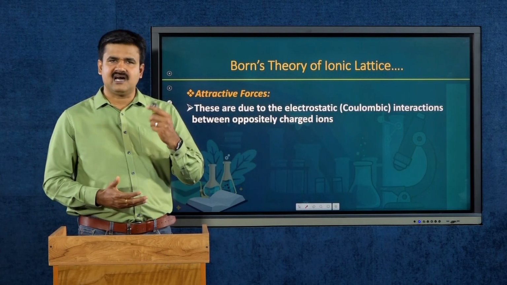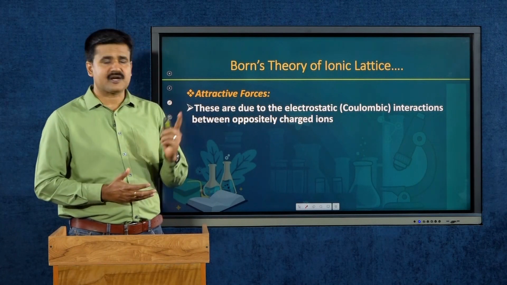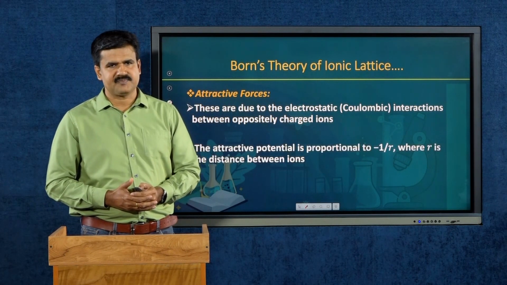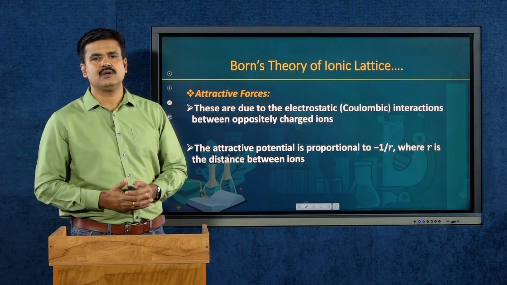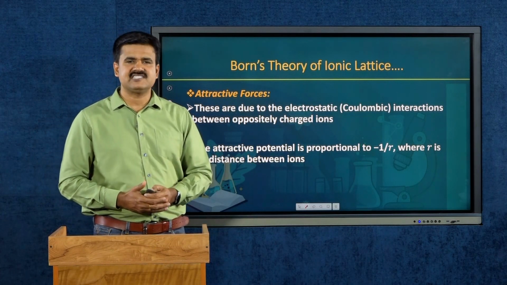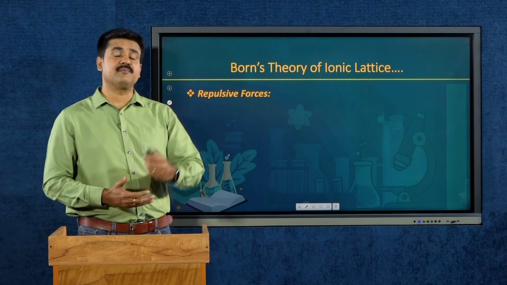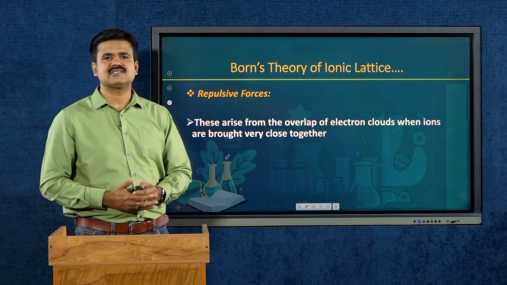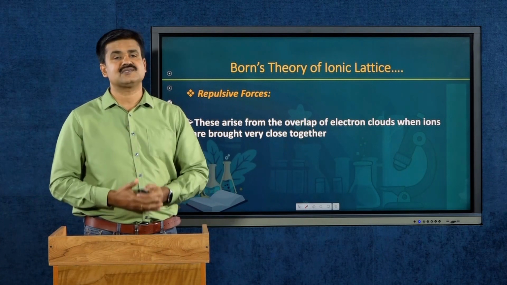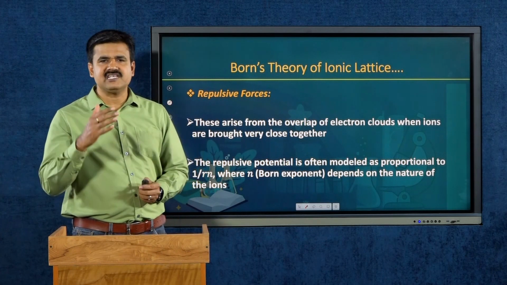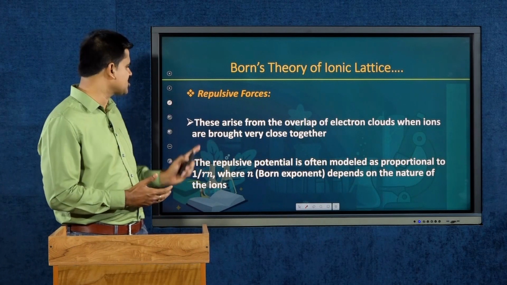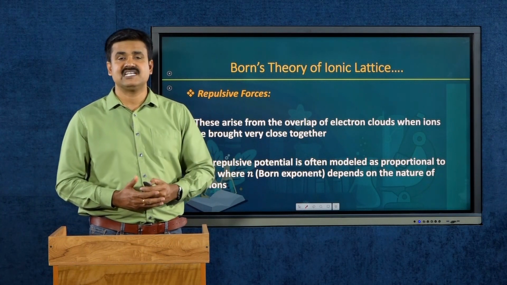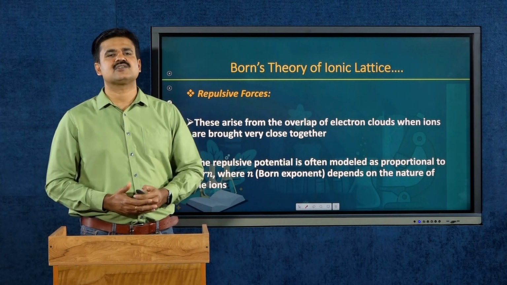Attractive forces are there, and the attractive forces are due to electrostatic or Coulombic interaction between oppositely charged ions. The attractive potential is proportional to minus 1 by r, where r is the distance between the ions. There occurs some repulsive force also. These arise from the overlap of electron clouds when ions are brought very close together. The repulsive potential is often modeled as proportional to 1 by r raised to n, where n is a constant called Bond exponent, which depends on the nature of the ions.